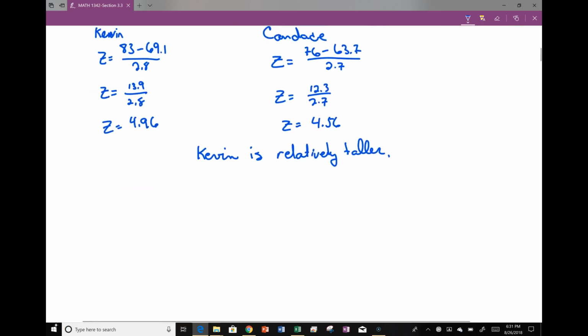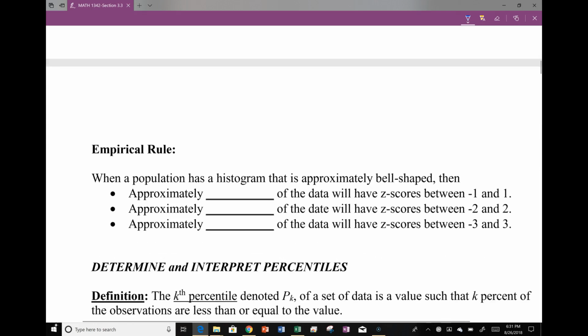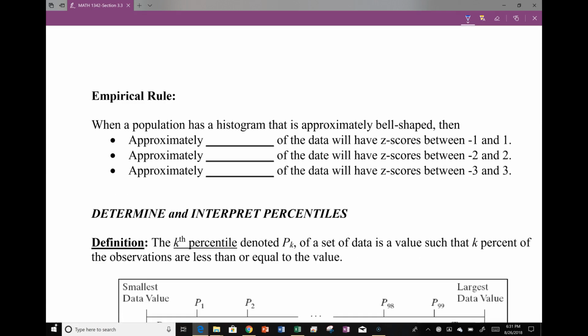Now, recall from previous studies the empirical rule. When a population has a histogram that is approximately bell-shaped, then approximately 68% of the data will have z-scores between -1 and +1. That -1 is subtracting 1 standard deviation. The +1 is adding 1 standard deviation.